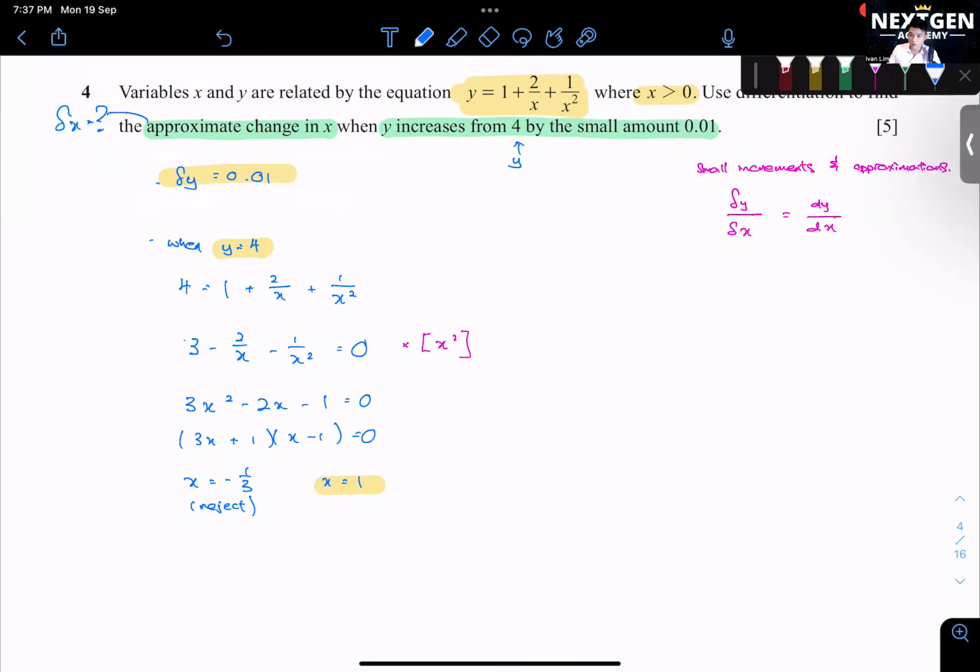Then what we need to find? We need to find dy over dx. So I got delta y. I need to find dy over dx. So for dy over dx, you just need to differentiate it.